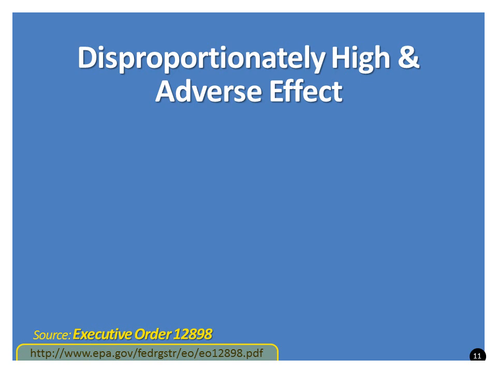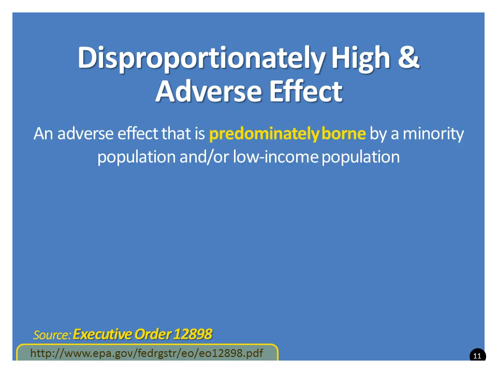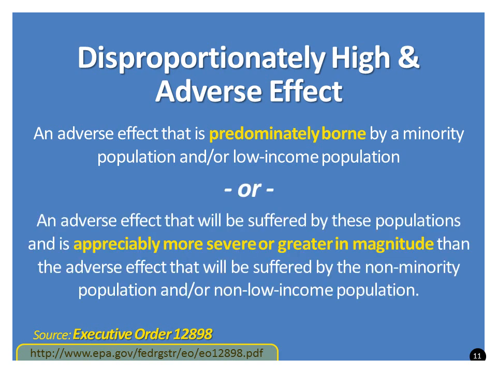A disproportionately high and adverse effect is defined in the Environmental Justice Executive Order as an adverse effect that is predominantly borne by a minority population and/or a low-income population, or will be suffered by the minority and/or low-income population and is appreciably more severe or greater in magnitude than that suffered by the non-minority and/or non-low-income population. The first part of the definition speaks to the proportional distribution or sharing of the adverse effect, and the second part relates to the severity of the effect.